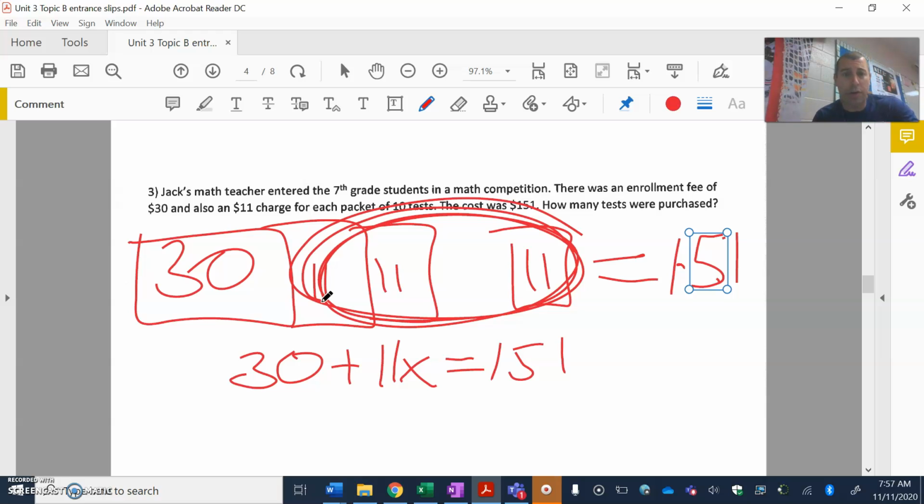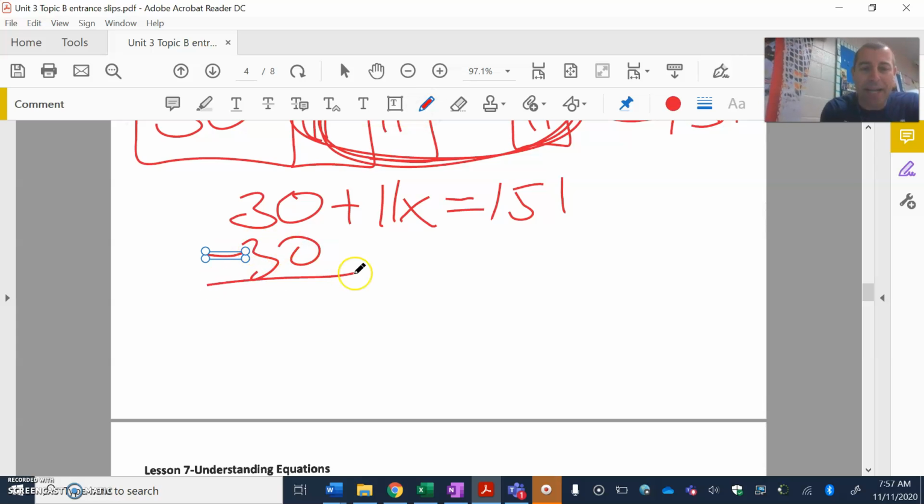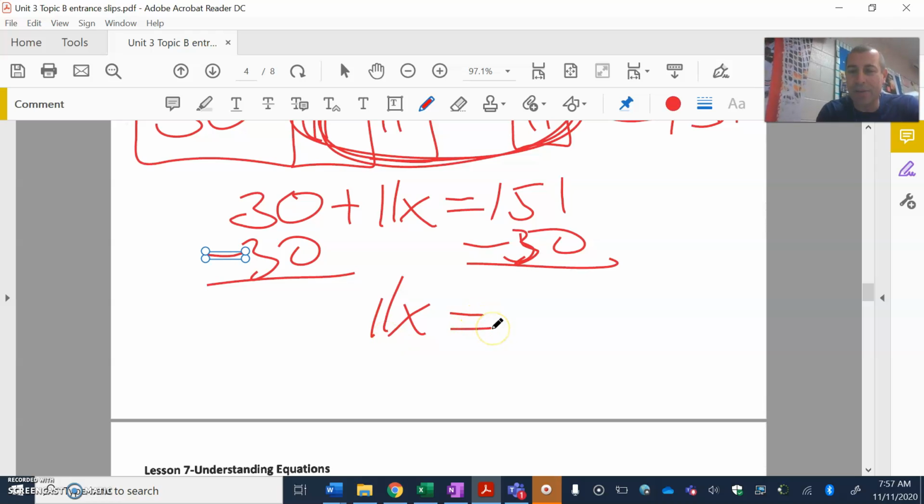Okay, so let's solve our equation here, our two-step equation. Let's subtract 30 from both sides. Again, the goal is to get that x all by itself. So I'm going to subtract 30. 11x equals 71. We can divide both sides by 11. All right, x equals 11.